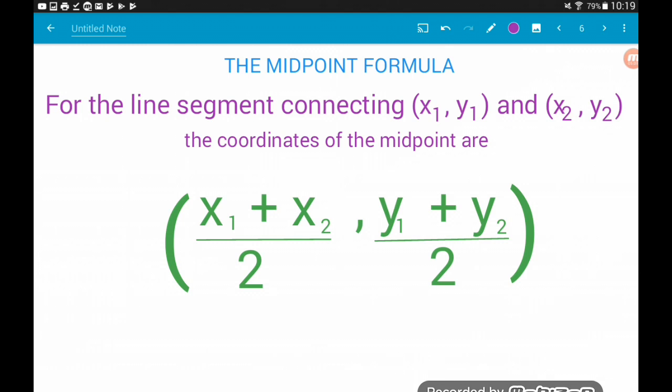So we take the average of the x coordinates and we take the average of the y coordinates for finding the mean. So what we do, we add the x coordinates together, divide by 2, that's our x coordinate of the midpoint, and we add our y coordinates together, divide by 2, that gives us the y coordinate of the midpoint. So algebraically then, the coordinates of the midpoint are (x1 + x2)/2 and (y1 + y2)/2. As I said, this makes it look so much more complicated, so let's get going with some examples.